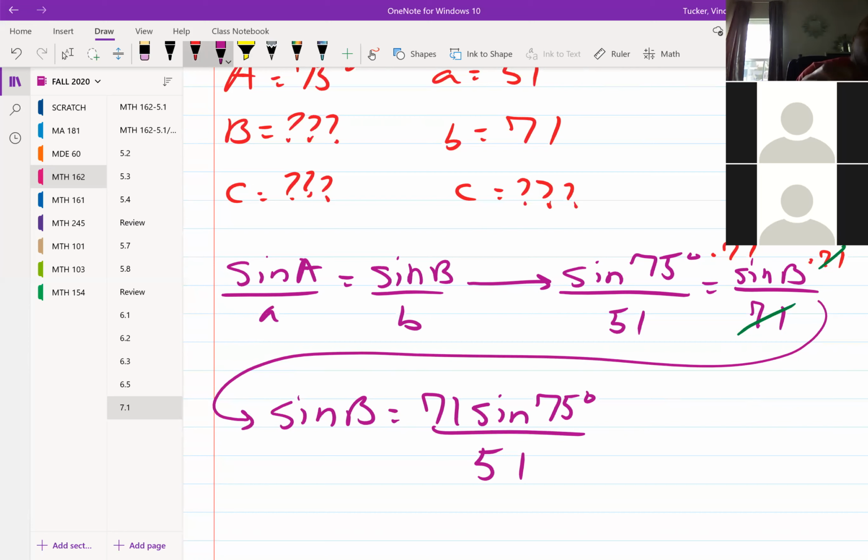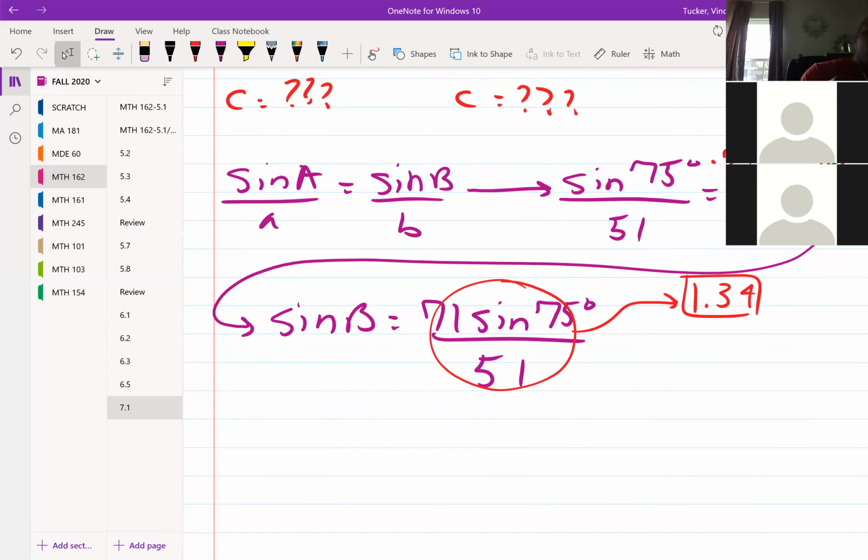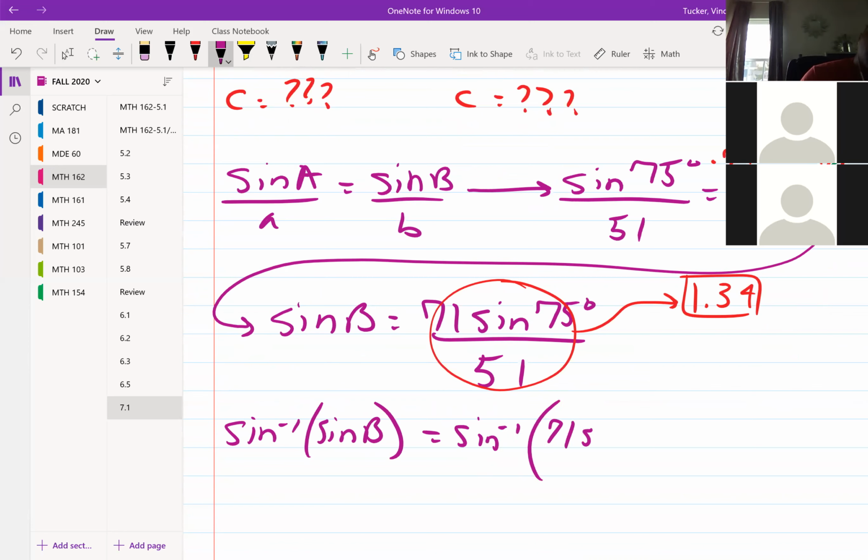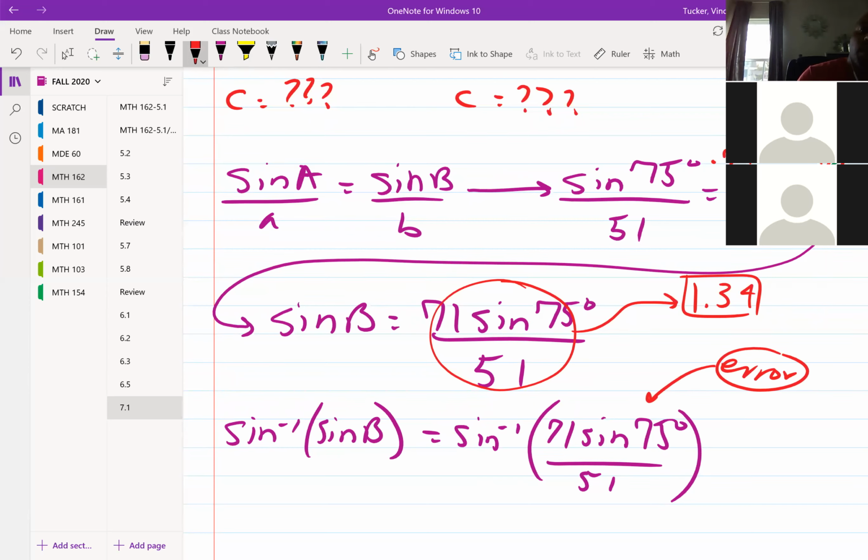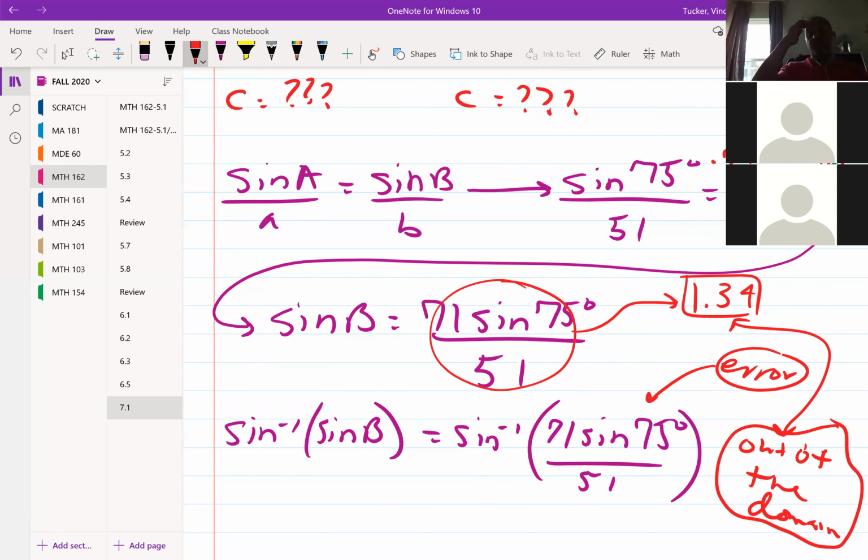All right, if we were to do this, we would see that this is approximately 1.34. What that means for us is that when I do sine inverse of both sides, you should get some kind of error message in your calculator: out of the domain. Since that's out of the domain, getting an error message, that means this will fit the scenario of no triangle.